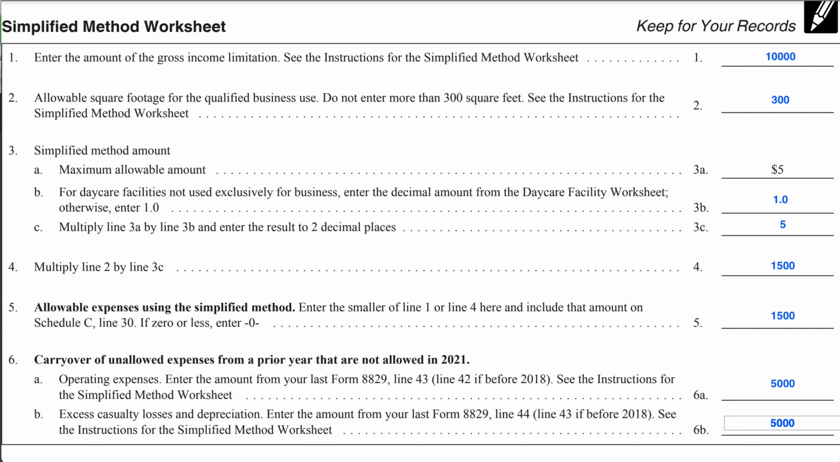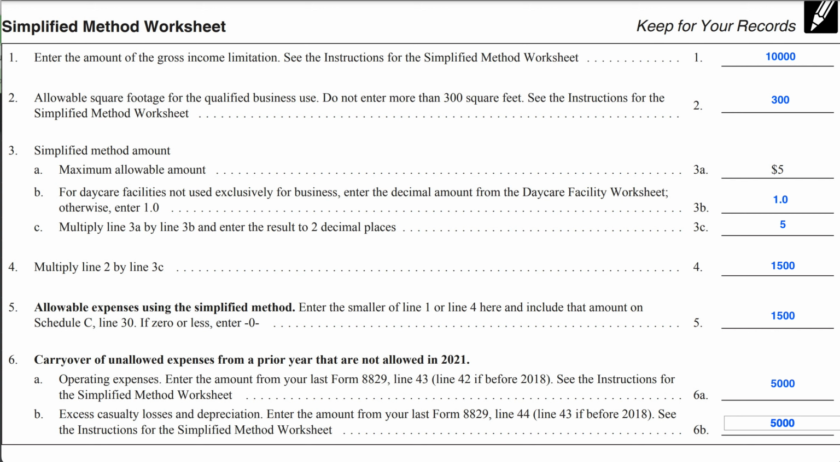So if you have a home office, if you operate a daycare facility out of your home, you can either complete and file IRS Form 8829, which specifically discusses the business use of your home, or you can use the simplified method worksheet located in the instructions for IRS Schedule C. Either one of those are perfectly acceptable.